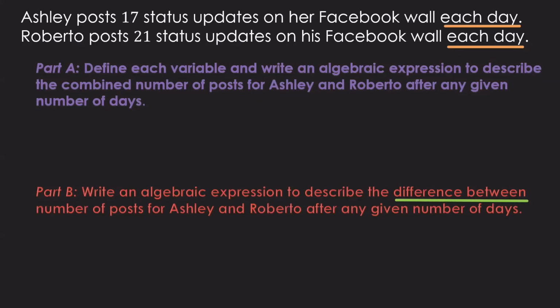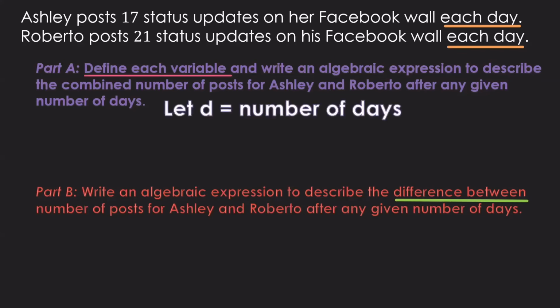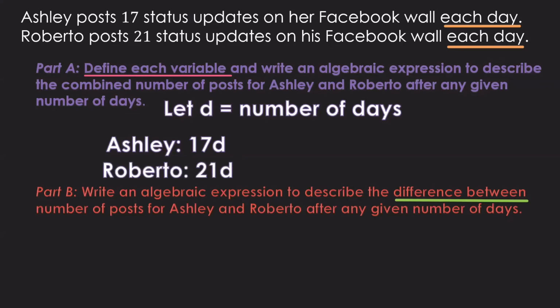Meaning I can figure out how many they post after 5 days, or I can change it to 12 days or 30 days. So right now my unknown is my number of days. Okay, so D equals number of days. Well, let's go back. Ashley would be 17D, because she's doing 17 for each day. Roberto would be 21D.